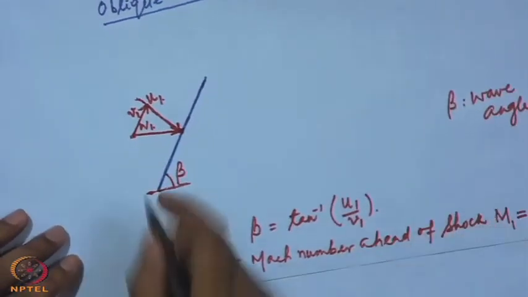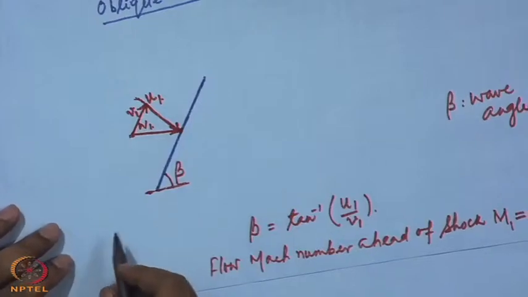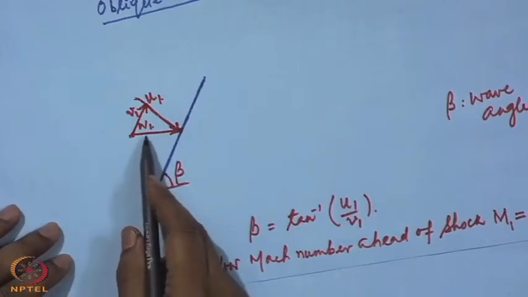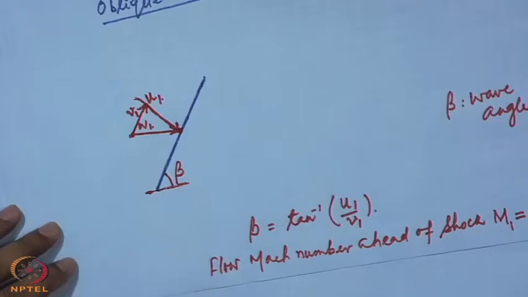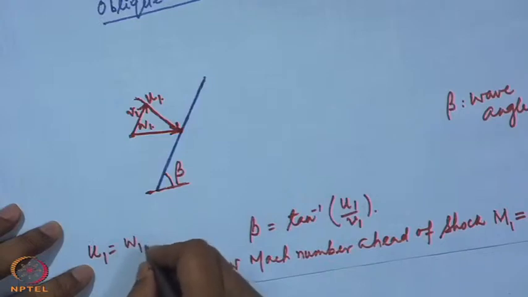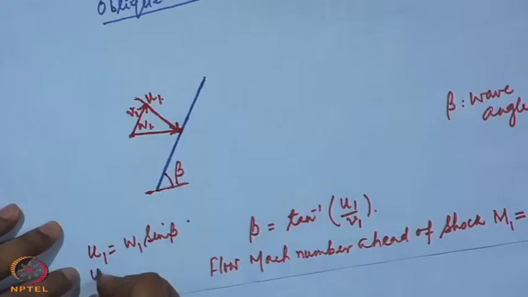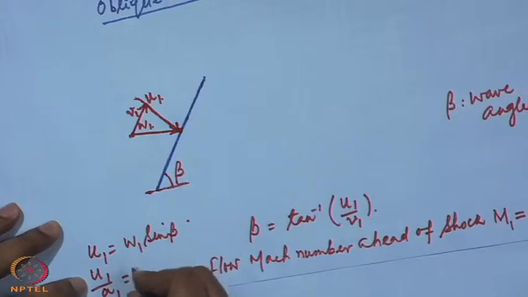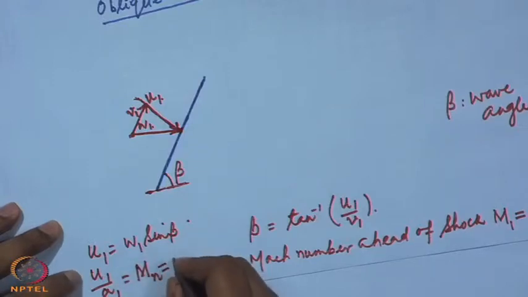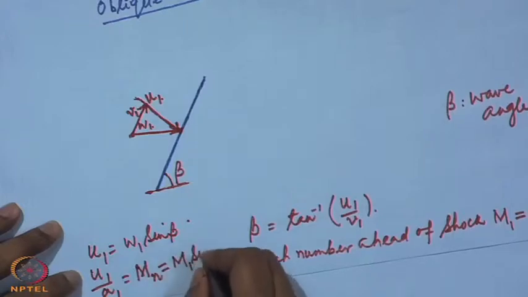Now, since the normal component of the upstream velocity W1 is u1, and u1 equals W1 sin beta, hence u1 by a1, which we can call the Mach number based on the normal component, is M1 sin beta.